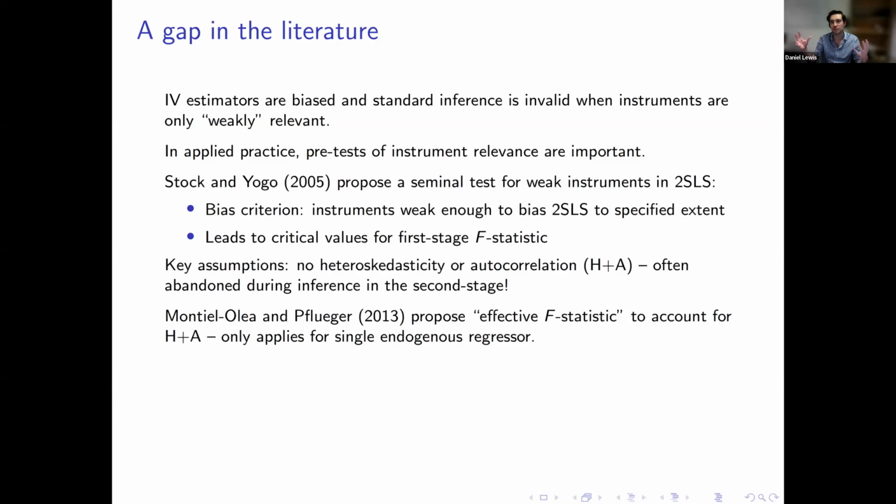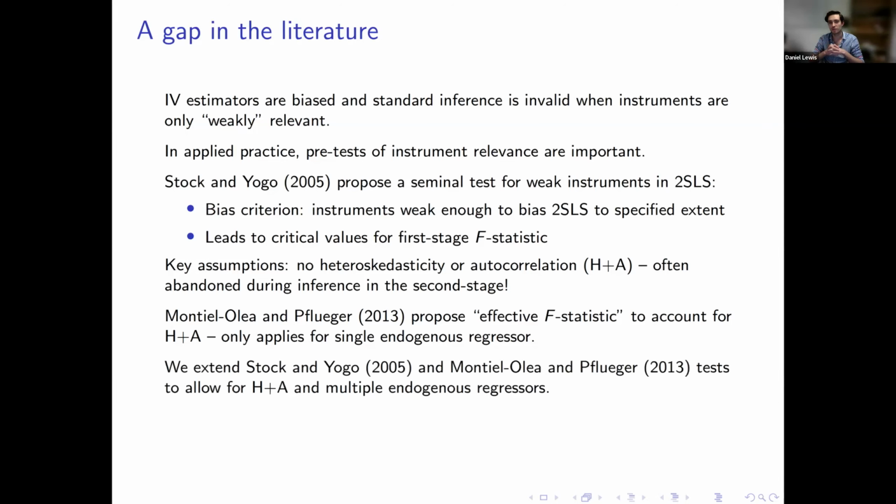Essentially, the effective F statistic is a rescaled F statistic with new critical values that accounts for heteroscedasticity and autocorrelation. So far, so good. But the limitation here is that it only applies in the case with a single endogenous regressor, which is quite limiting in terms of empirical practice.